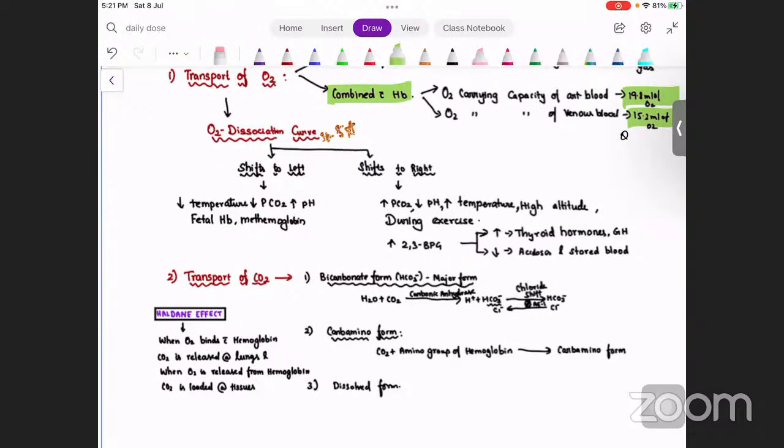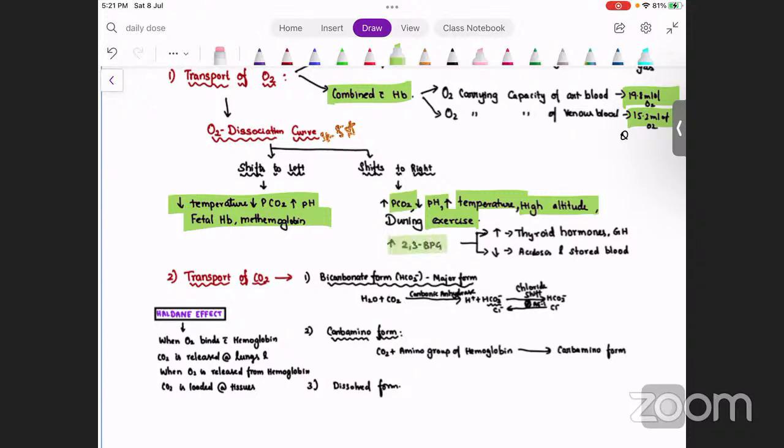The factors which shift your oxygen dissociation curve to the left are decrease in temperature, decrease in PCO2, increase in pH, and other hemoglobin types such as fetal hemoglobin and methemoglobin. While the factors that shift the oxygen dissociation curve to the right are exercise, high altitude, increase in temperature, decrease in pH, and increase in PCO2.